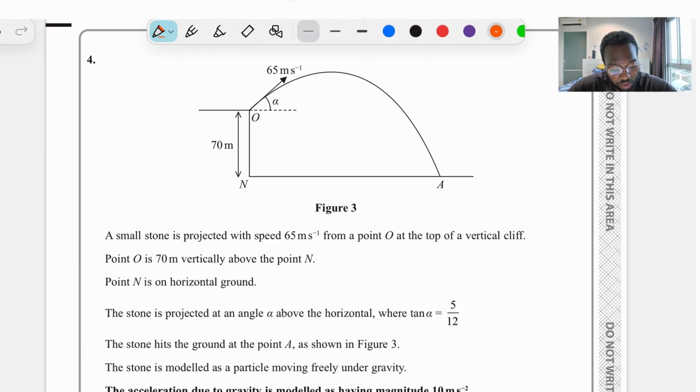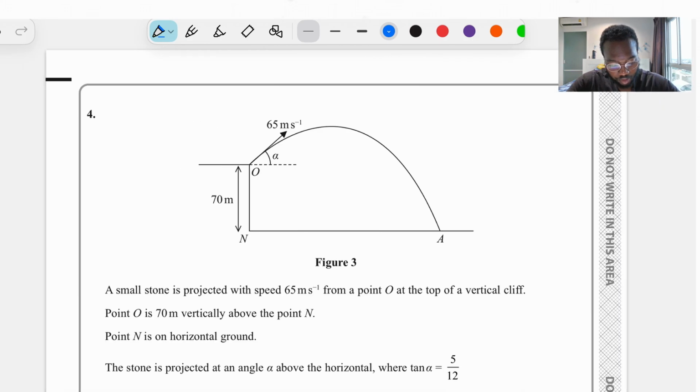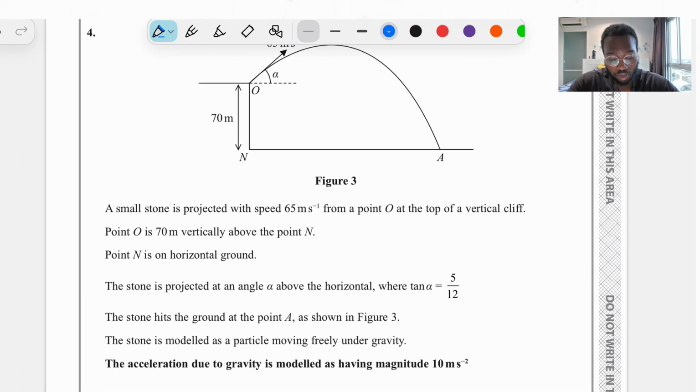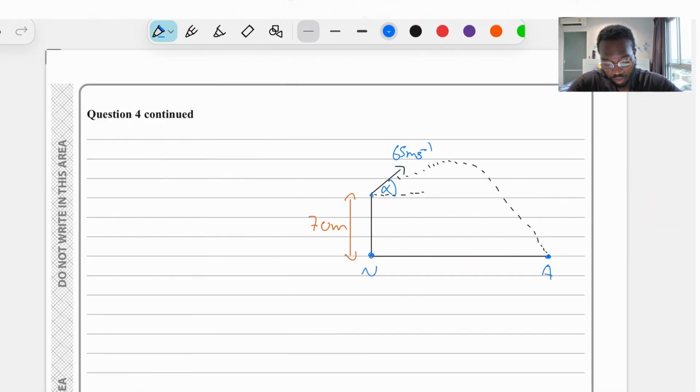Okay, so for this question, we have a small stone projected with speed 65 meters per second from point O, on a vertical cliff. Point O is 70 meters vertically above the point N. Point N is on horizontal ground. So if I add to my diagram here, this is going to be N here. What else do we know? We know that we have an O as well. So O is here.